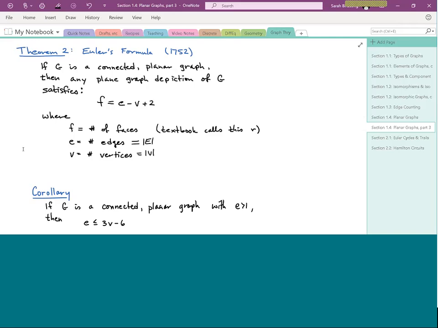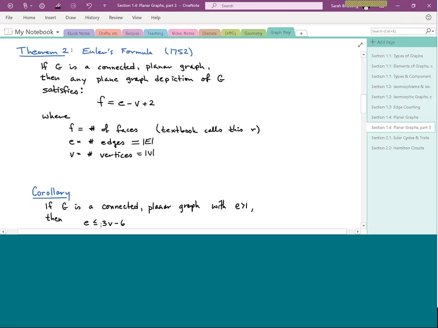Then, it turns out as long as you have more than one edge, the inequality that the number of edges is less than or equal to 3 times the number of vertices minus 6 is always true. But here's the condition. You have to be in a connected planar graph. So this inequality could totally be violated.